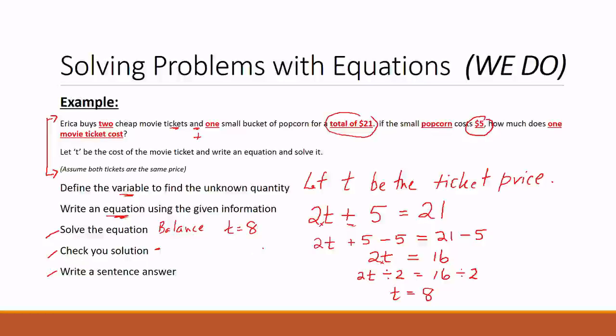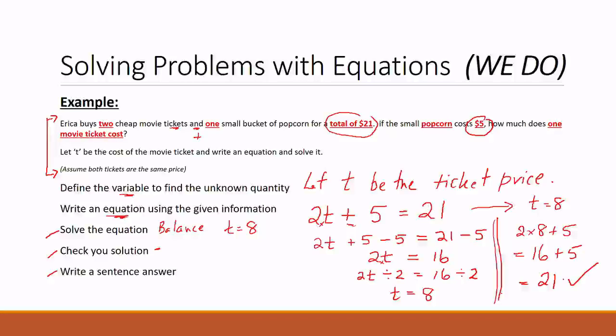I'm now going to go and check, just over to the side here using substitution, because what I do is, into this equation, I'm now going to replace the t with 8, and let's see if I get that true number sentence again. So 2 times 8 plus 5, let's see if that equals 21. 2 times 8 is 16, 16 plus 5 equals 21. I've got a true number sentence, and so I think my solution of t equals 8 might be correct. So the final sentence answer will be: the price of a movie ticket is $8.